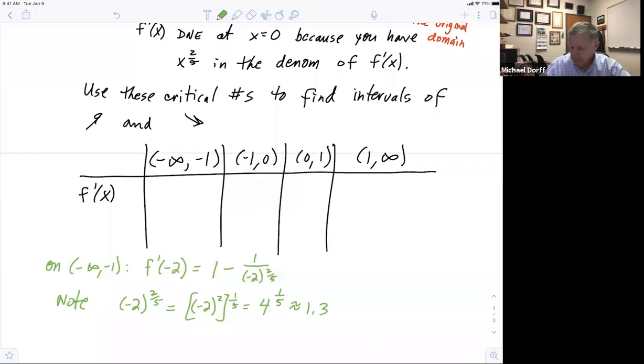All right, so when I put that into my original equation here, I'm going to get something that is larger than 0, because 1 over 1.3 is less than 1, so 1 minus something less than 1 is going to be positive. So this is going to be positive, so it's increasing.